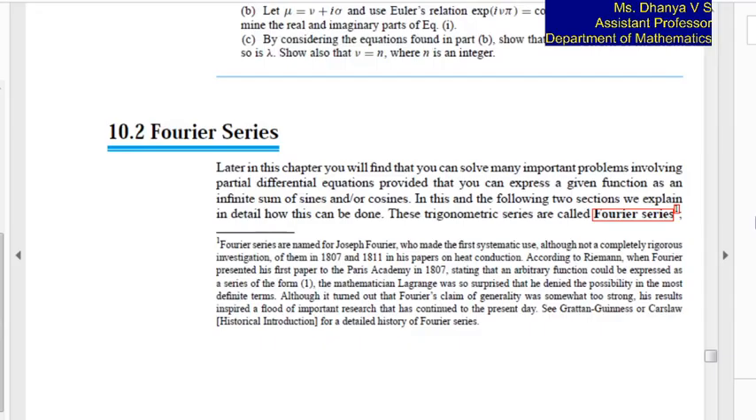Yeah, so in this chapter we can express some particular functions, that is periodic functions, as infinite series of sines and cosines. That trigonometric series is called a Fourier series. Okay, now we will come into how to determine the coefficients and all.